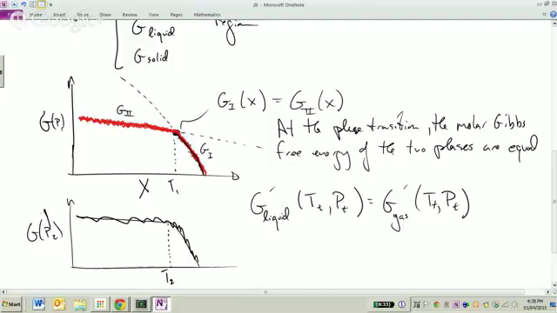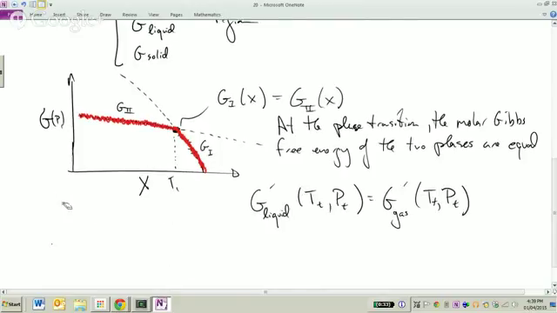So the trick to this comes in the fact, and I'll say it again, we are talking about equilibrium phase diagrams. So what is the condition for equilibrium?